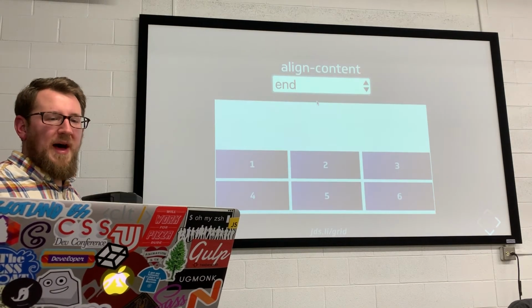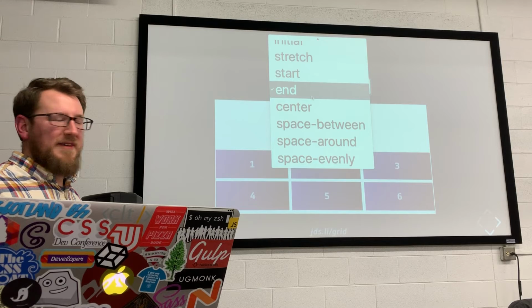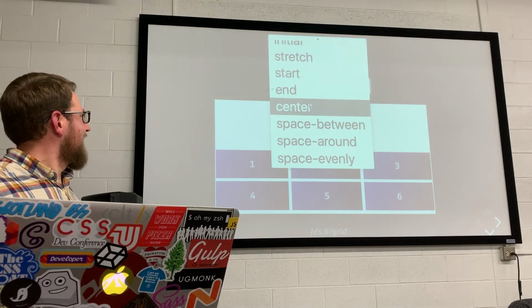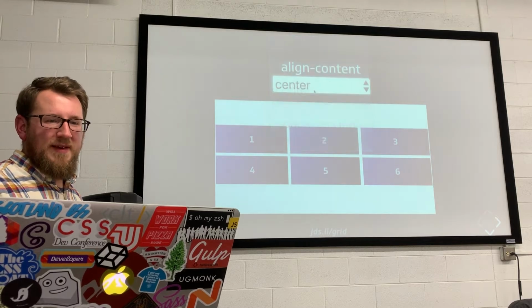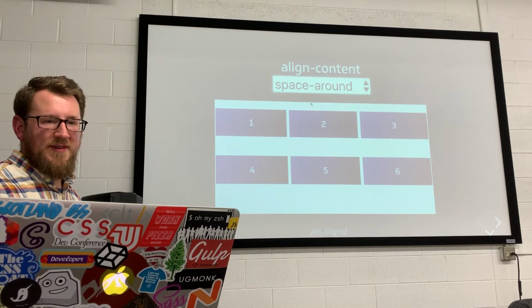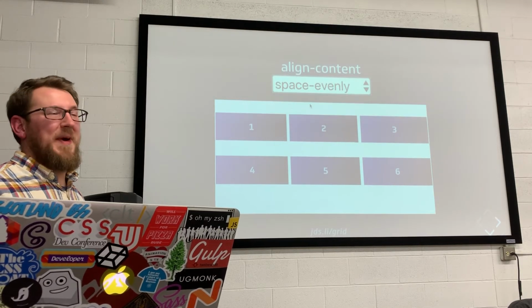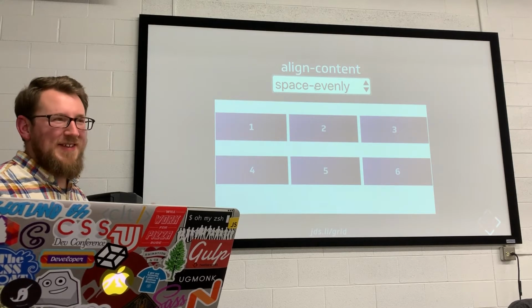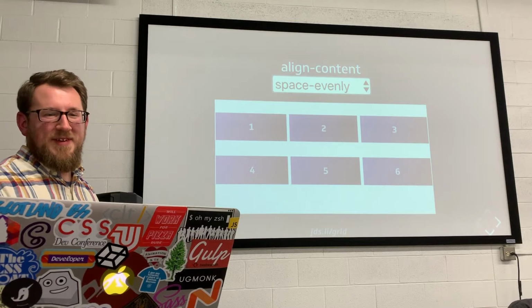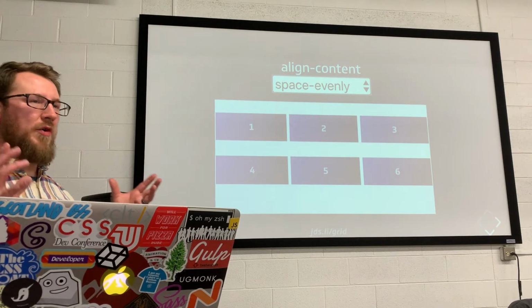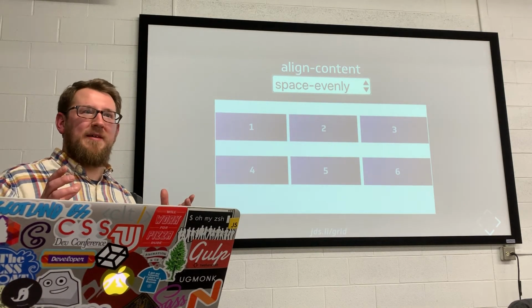End will shift them all to the bottom. Oh, here it doesn't care about the gap at the bottom. Thanks, CSS. Center will put them right in the middle. Between, around, and evenly do respect the unnecessary gap at the bottom. It's just end that doesn't care. It's like, yeah, whatever, we're going to drop it. So that's align content. We're changing the actual rows in the abstraction we call the grid.